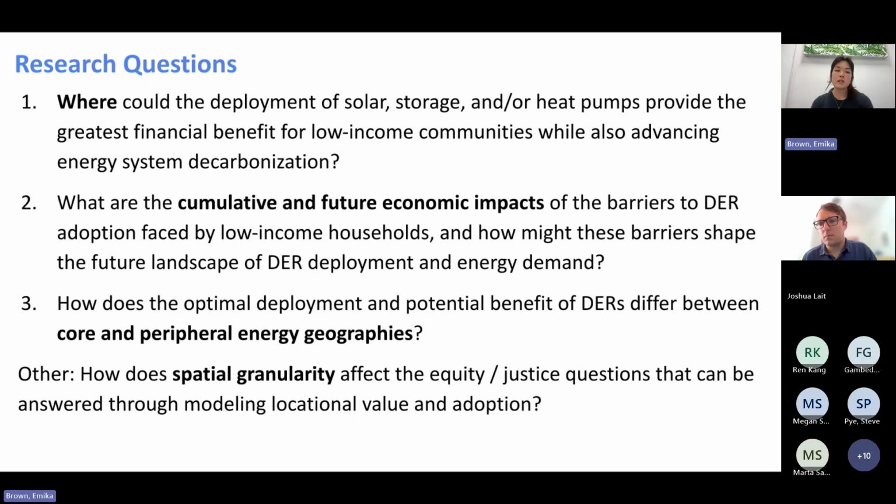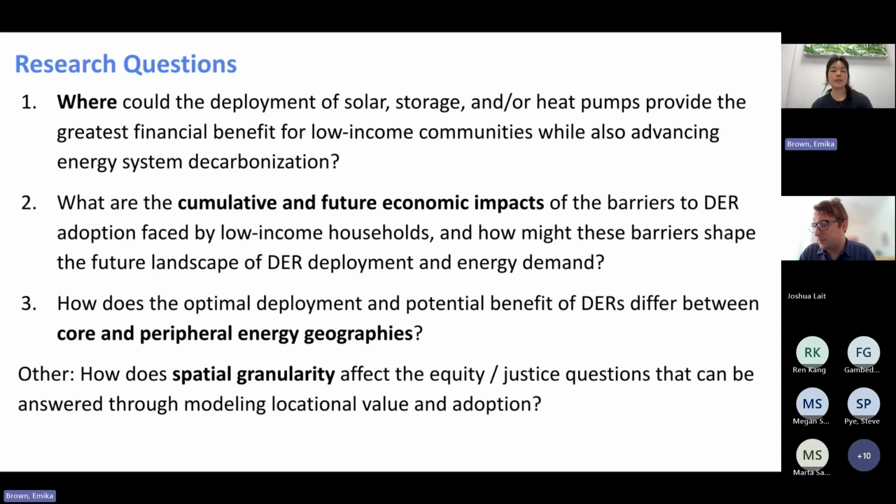And then another question I'm interested in is what are the cumulative and future economic impacts of the barriers to DER adoption faced by low-income households, and how might those barriers shape the future landscape of deployment and energy demand? This is about trying to quantify what the impact of those barriers to adoption will be in different communities over time, and looking into the future, what the benefit could be of removing specific barriers or reducing barriers in different areas.